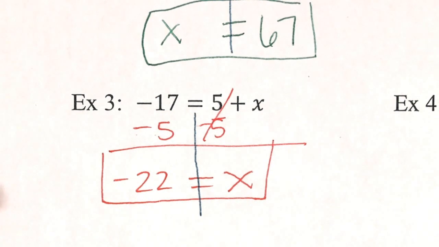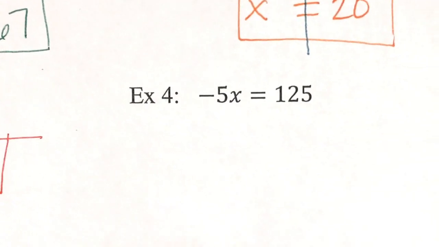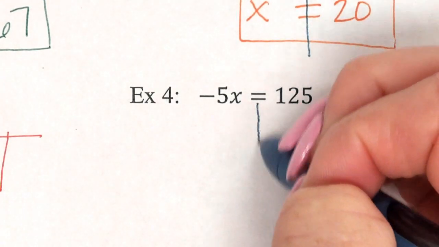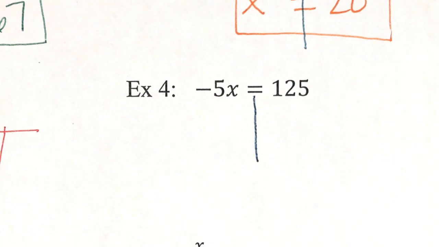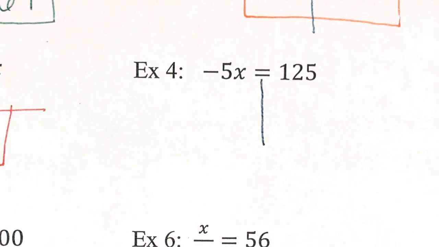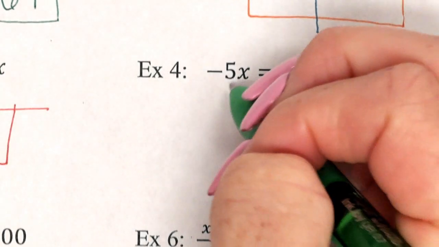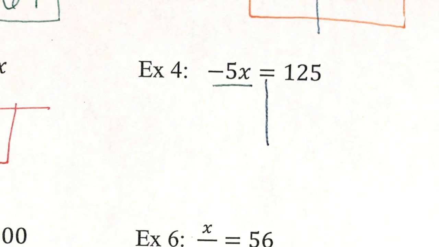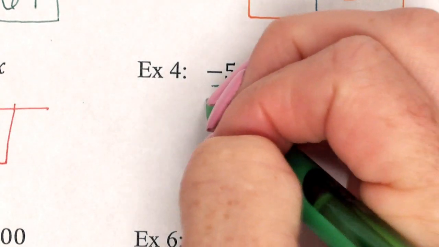Questions on this? Now, look at the next one. What is my goal? To get the x by itself. What is going on between negative 5 and x? They're together. By what? Adding, subtracting, multiplying, or dividing? They are being multiplied. This means negative 5 times x. What is the opposite of multiplication? Now I'm going to show y'all why it works, okay? You're going to divide both sides by what you see. So divide by negative 5.